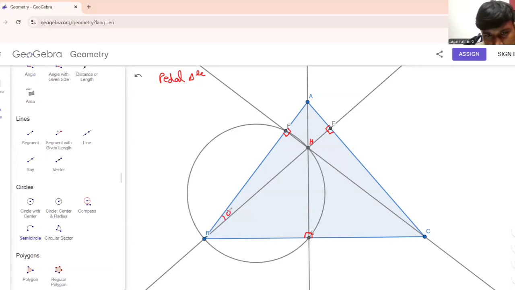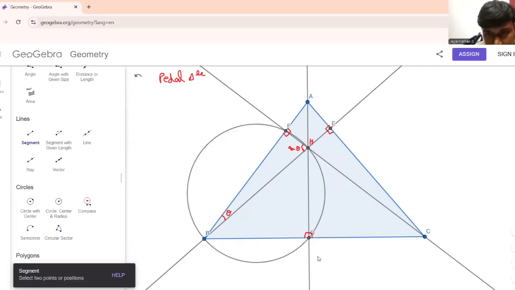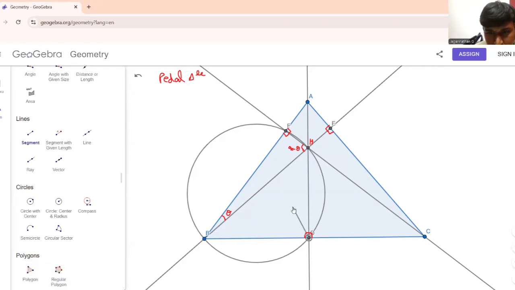If you start marking the angle, let this angle be theta. This angle is 90 degrees. So this angle will be 90 minus theta. This angle will be 90 minus theta. And then further, I'm going to draw a line segment joining D to F as well.